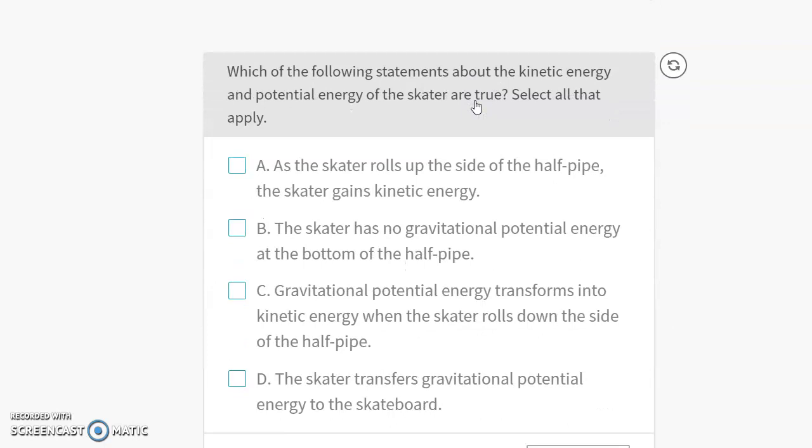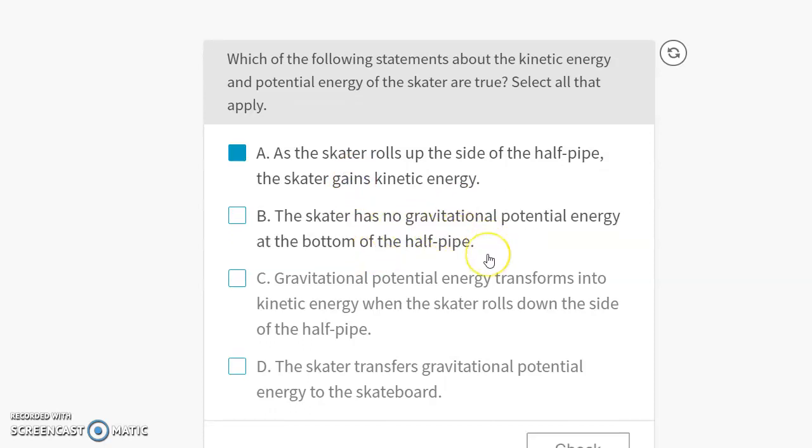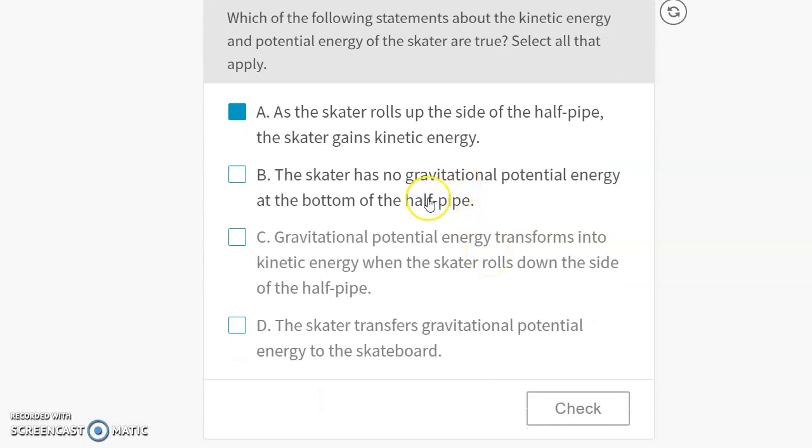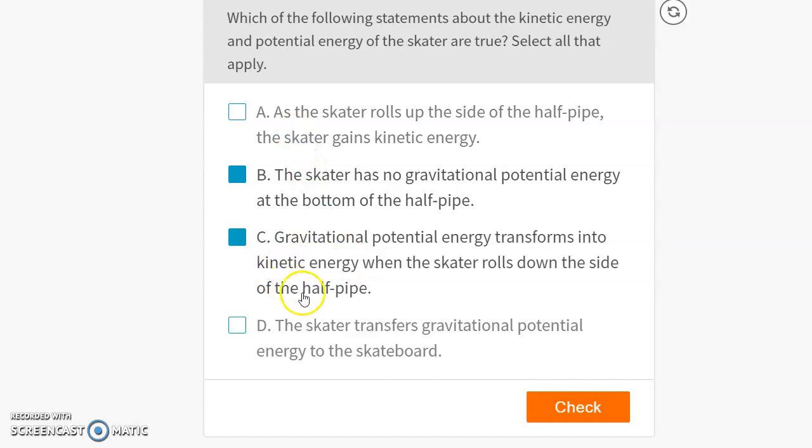Which statements about the kinetic energy and potential energy of that skater are true? As the skater rolls up the side of the half pipe, he's gaining kinetic energy. That's true because he's rolling through the half pipe. He has no gravitational potential energy at the bottom. So that means, if he's moving at the bottom, does he have potential energy? That's true too. Gravitational potential energy transforms into kinetic energy when he rolls down the side. That's even more true than the first statement.